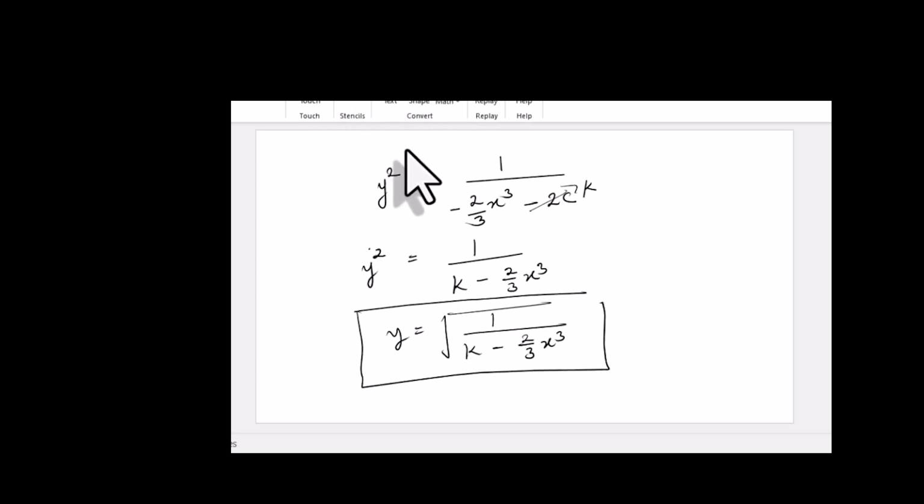Or you can also say, because you have 1 here, oh, don't forget plus or minus. Or you can say roots plus or minus. No, let me go back. Plus or minus the root of 1 over k minus 2 over 3 x cubed.